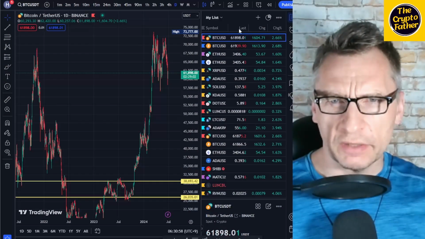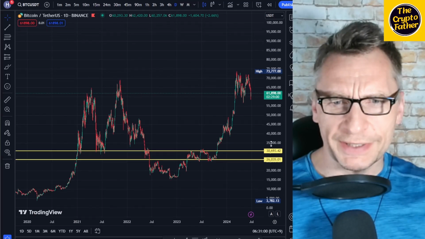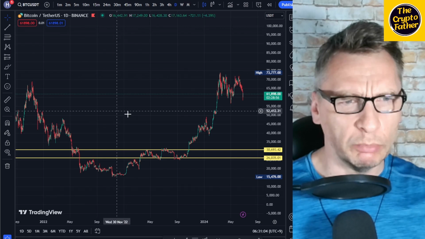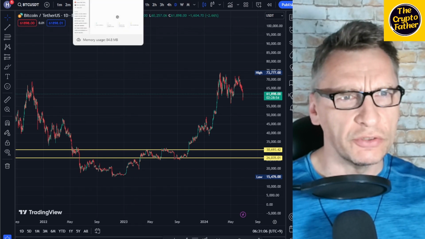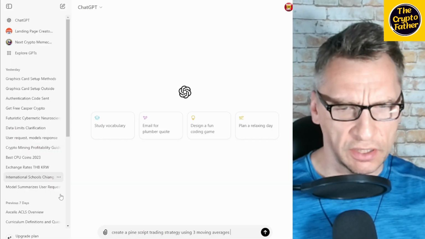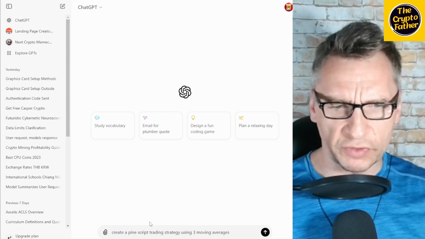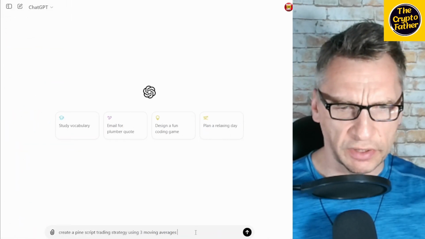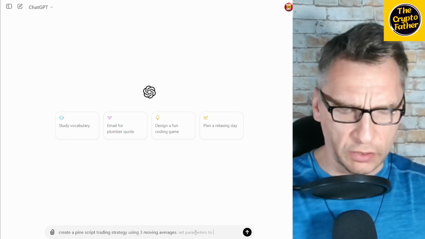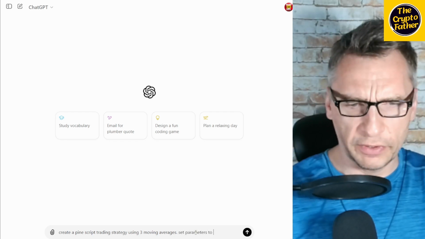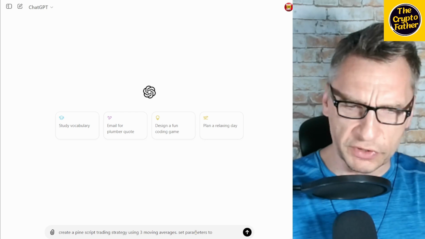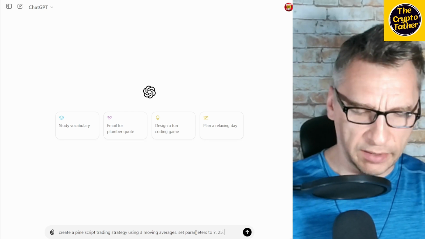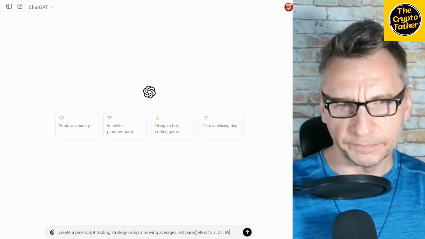All right, so I've got my TradingView open here on the Bitcoin USDT trading pair on Binance, I believe it is. Yep, on Binance. And there is ChatGPT right here. I just started typing in the prompt: create a Pine script trading strategy using 3 moving averages. We're going to set parameters for the 3 different moving averages. The first one's going to be 7, second one will be 25 and 99.